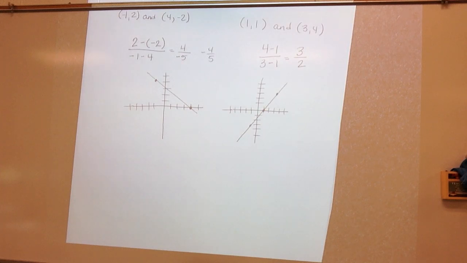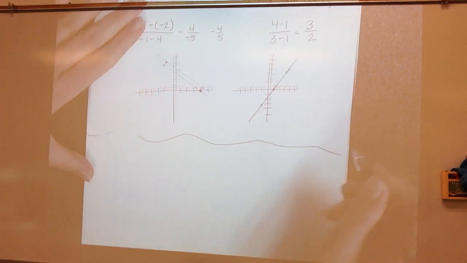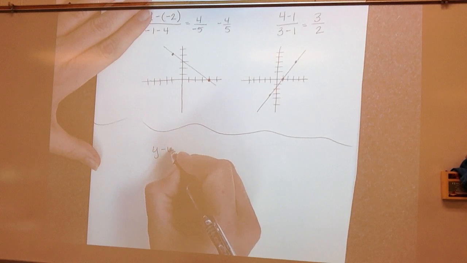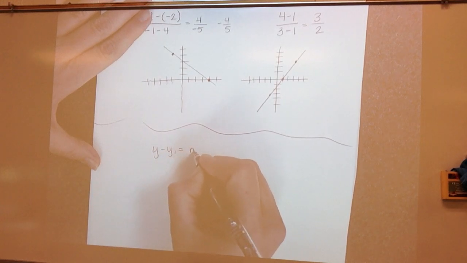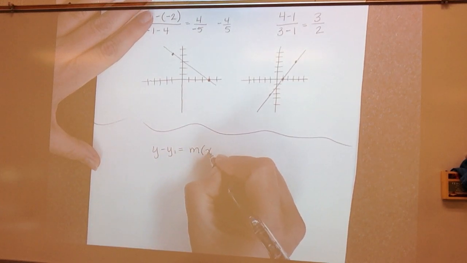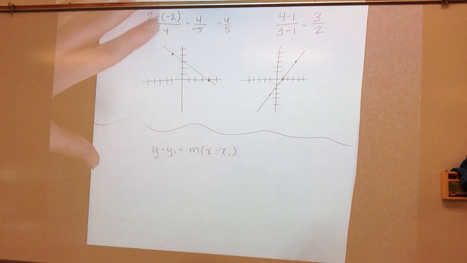So what happens if we're given the slope of a line and 1 point, and they want to know what's the other point of the line? So here's what we can do. We have what we call the point-slope form of an equation of a line. And here is our point-slope form. Y minus y1 is equal to m times x minus x1.